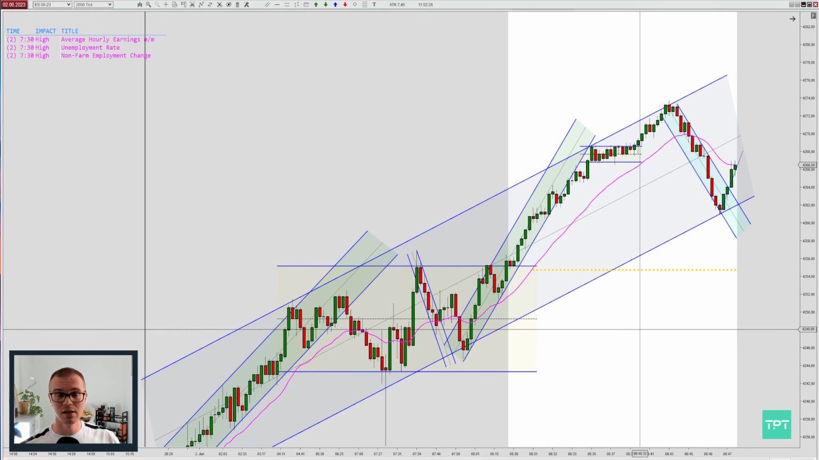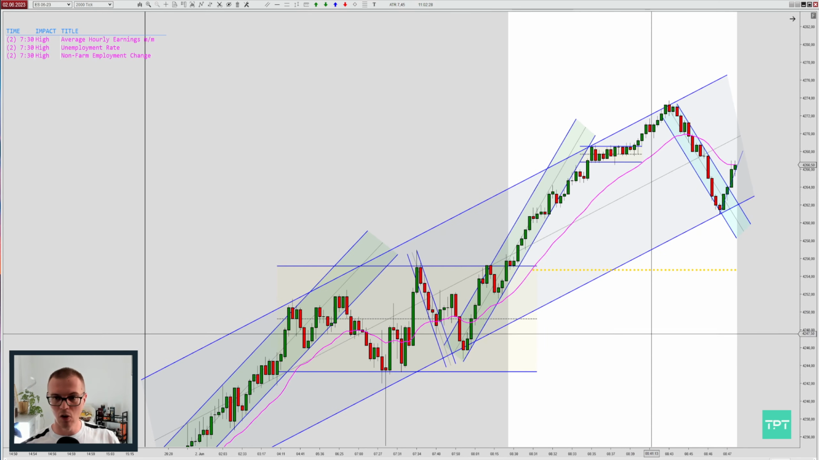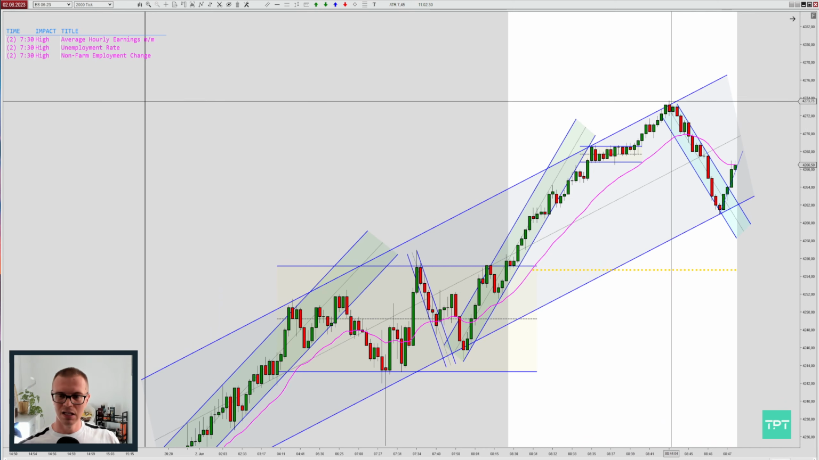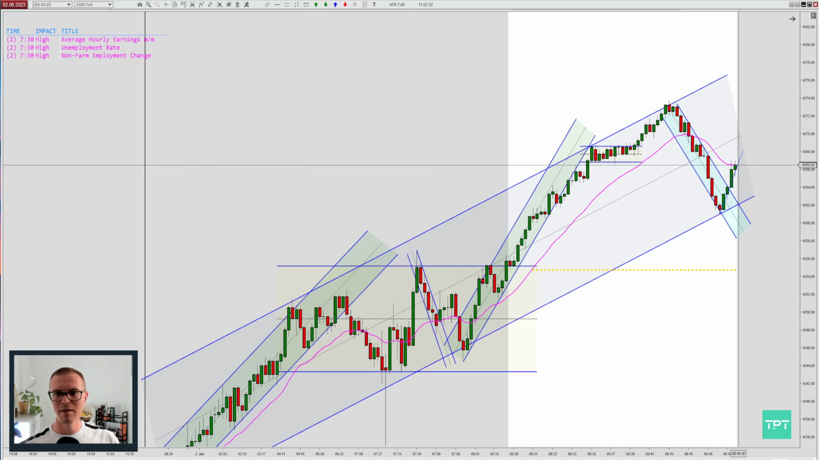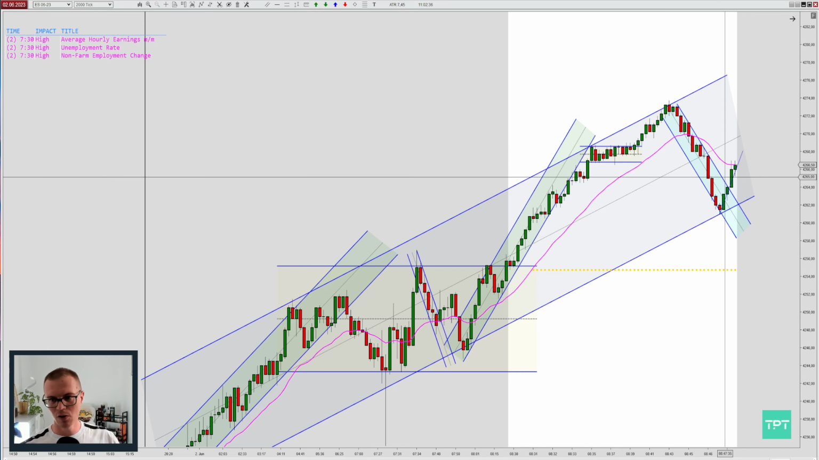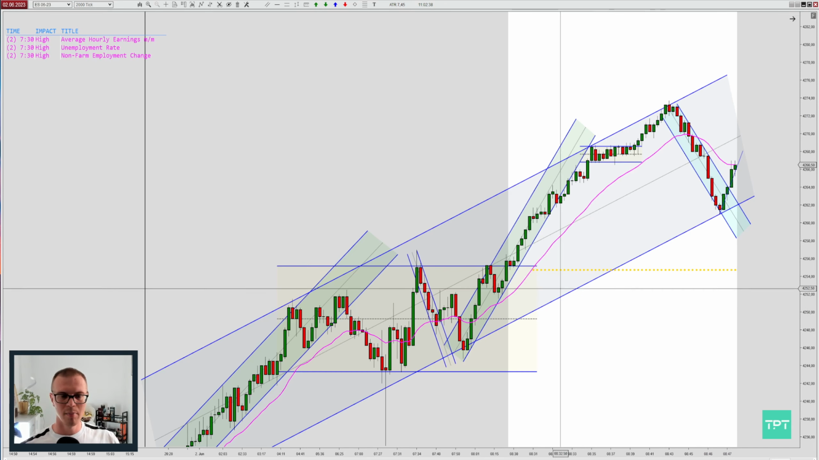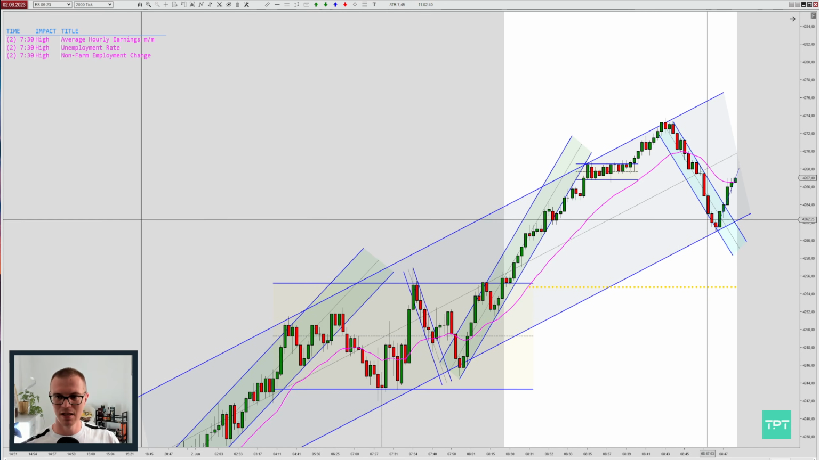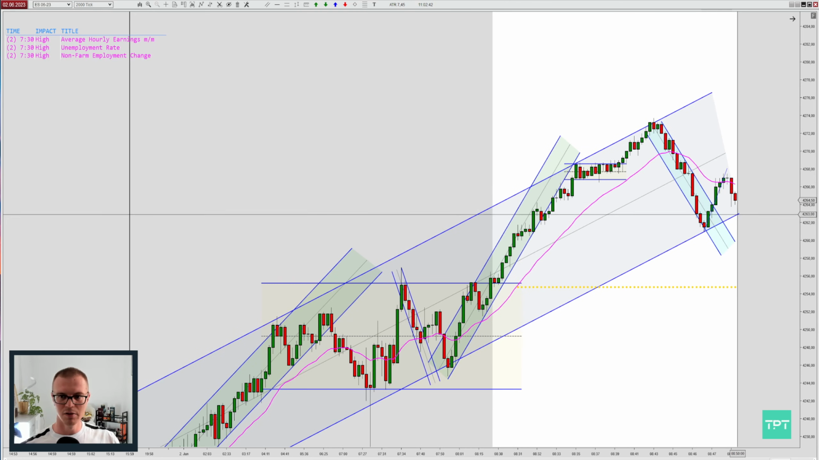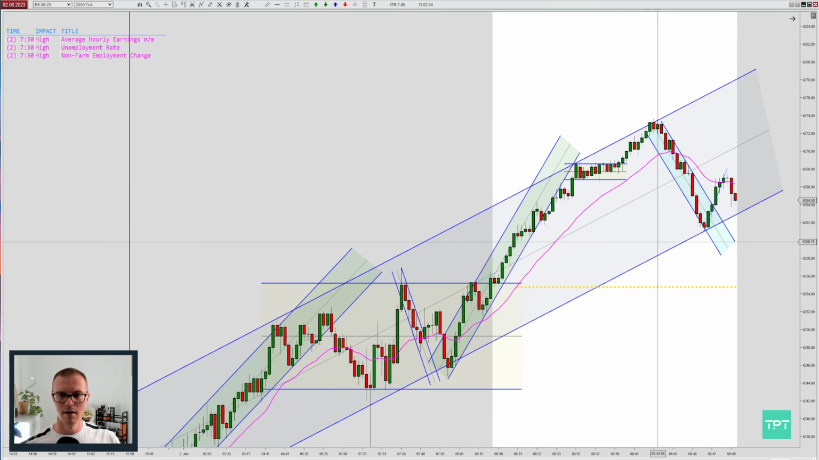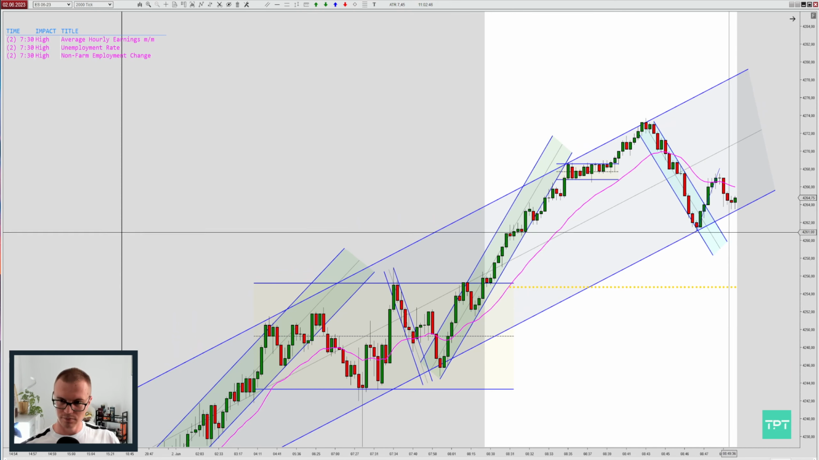Our bias is still up. That means we are looking for long trades, even though this shorter term channel here is in play, we're breaking it for the first time. So we could see a retest of the lows, but the main bias is to the upside, and I would like to stay with long trades until the bias is changing.